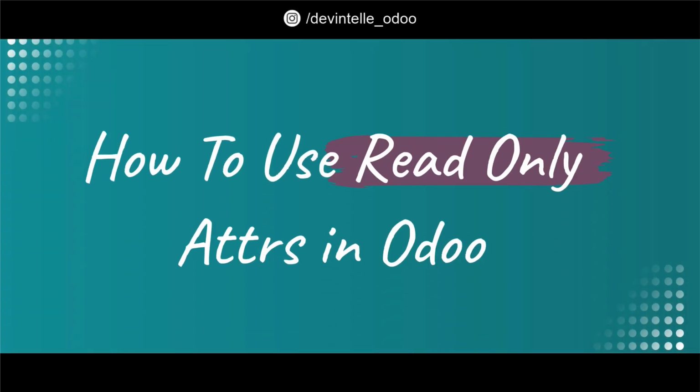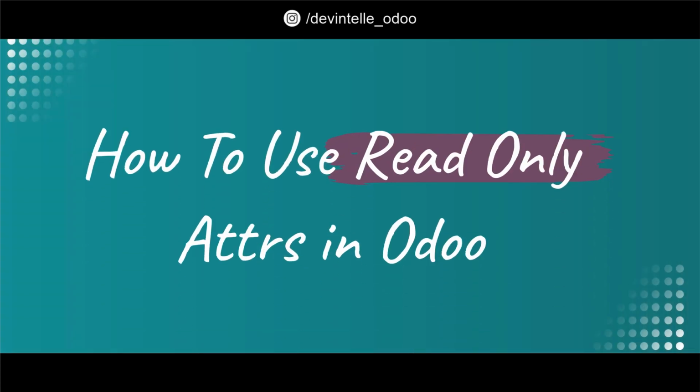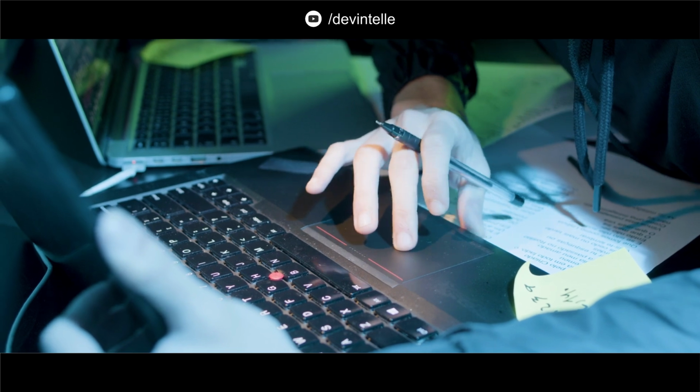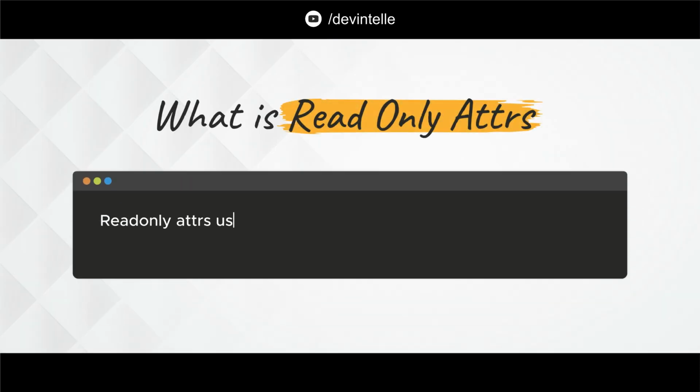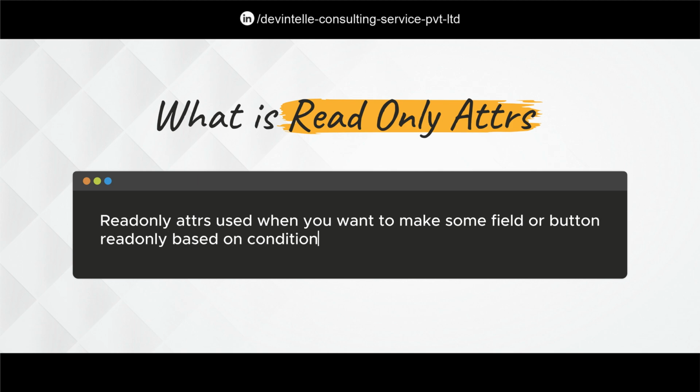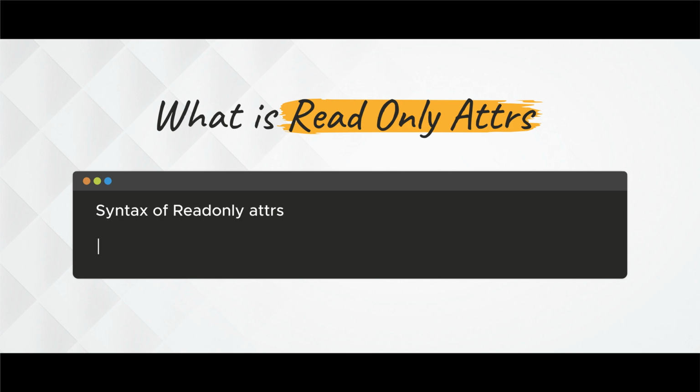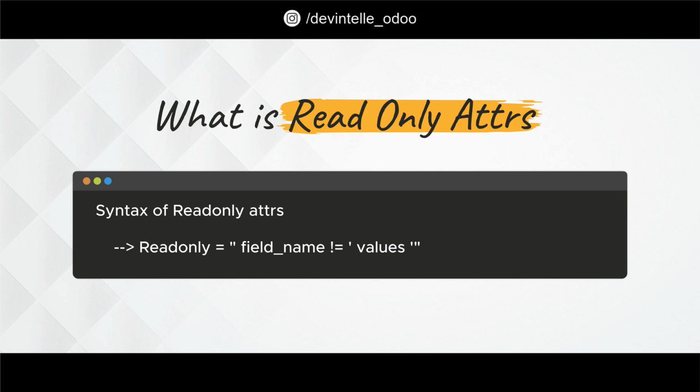Today I am going to teach you how to use read-only attrs in Odoo. So don't waste the time and let's start now. Read-only attrs are used when you want to make some field or button read-only based on some condition. Below is the syntax of read-only attrs: read-only is equal to field name, then operator, and then value. So let's understand by the example.